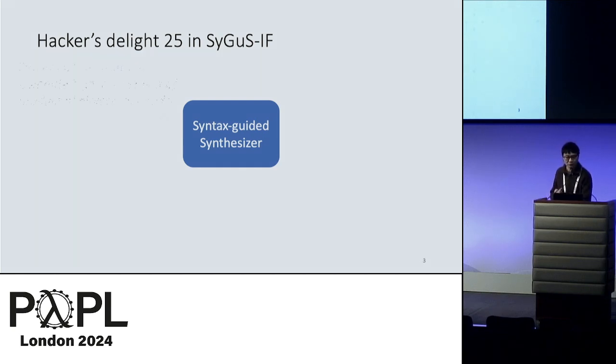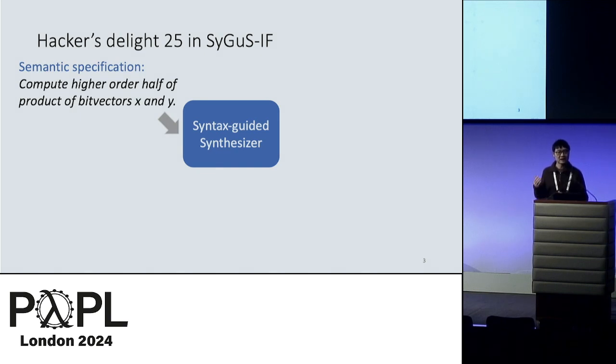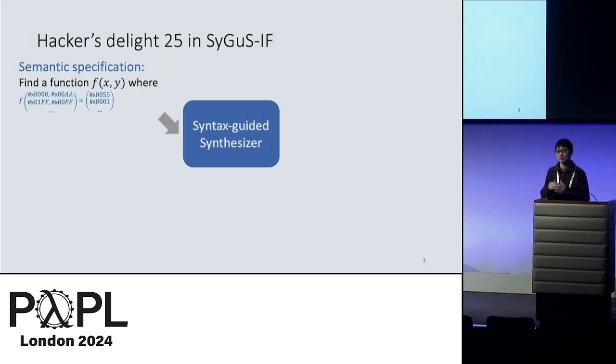Okay, in the example 25, it just says, compute the higher order half of the product of bit vectors x and y. Okay, this task can be translated into a bunch of examples from the point of view of programming by example, right? So we have some random examples. For example, if x equals 8000, y equals 0088, then the output should be 0055. And you can have a bunch of examples to characterize the specification.